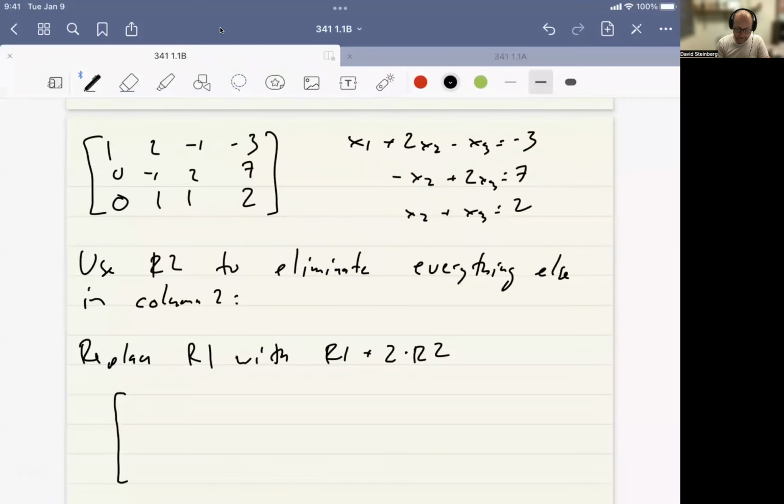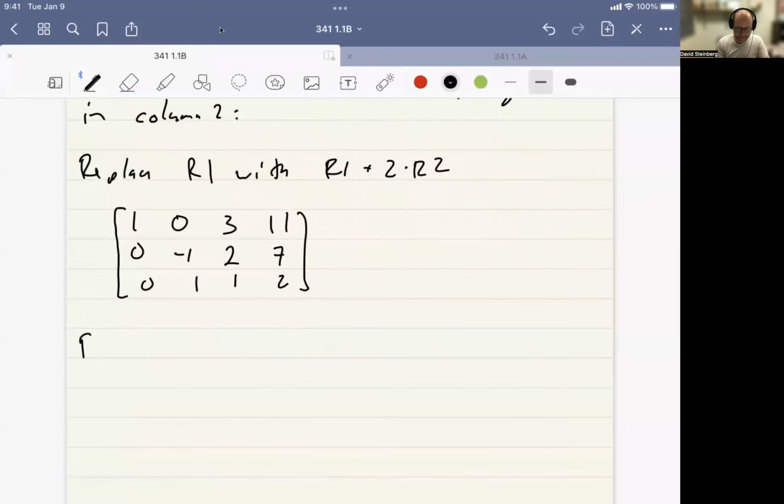So now 1 plus 2 times 0 is still 1, so that 0 isn't going to affect the one that we wanted to keep. 2 plus 2 times -1 is 0. Now we've got -1 plus 2 times 2 is -1 plus 4 is 3. And then we've got -3 plus 2 times 7 is -3 plus 14 is 11. Now rows 2 and 3 haven't changed. So 0, -1, 2, 7, 0, 1, 1, and 2.